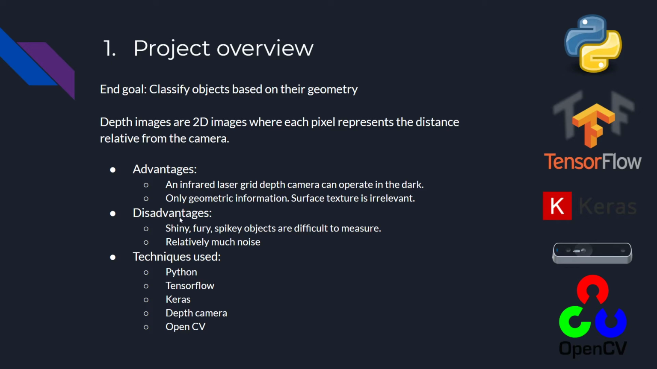Also, some disadvantages of this setup is that shiny or completely dark or furry or spiky objects are difficult to measure because it's difficult to capture for the depth camera. Dark objects completely absorb the infrared light and don't reflect, so it goes into the void. And as you've seen, the depth camera is pretty high in noise compared to a regular color camera. The techniques used for this entire setup is Python as the programming language, TensorFlow Keras for the neural network, depth camera, and the OpenCV library for image processing.